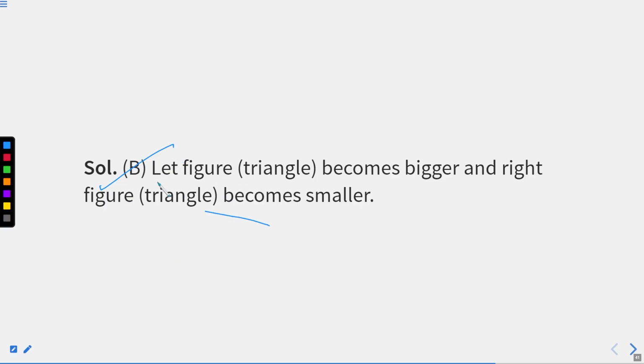So what is happening? The left figure triangle becomes bigger, the right figure triangle becomes smaller. In a similar manner, we followed in figure number 3 and we'll get figure number 4 as well. I hope this part is also clear to you, right?